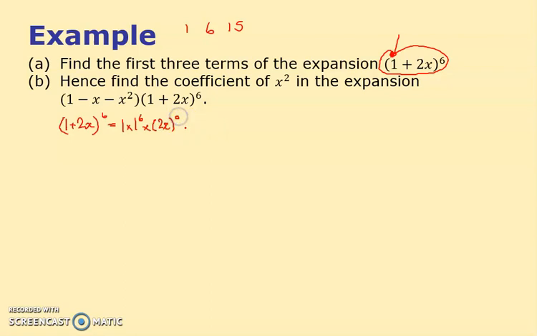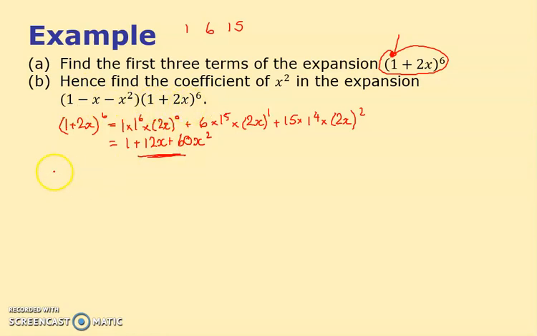And this is what I mean by this all becoming a lot simpler than it should really be. 6 times 1 to the 5. I'm going to write these ones even though I don't really need to. 2x to the 1 plus 15 times 1 to the 4 times 2x squared. And you quickly get the answer for this, which is 1 plus 12x plus 60x squared. I think that's right. Now, notice it now wants me to multiply it by this. And because I've got this answer, I can do it quite easily.